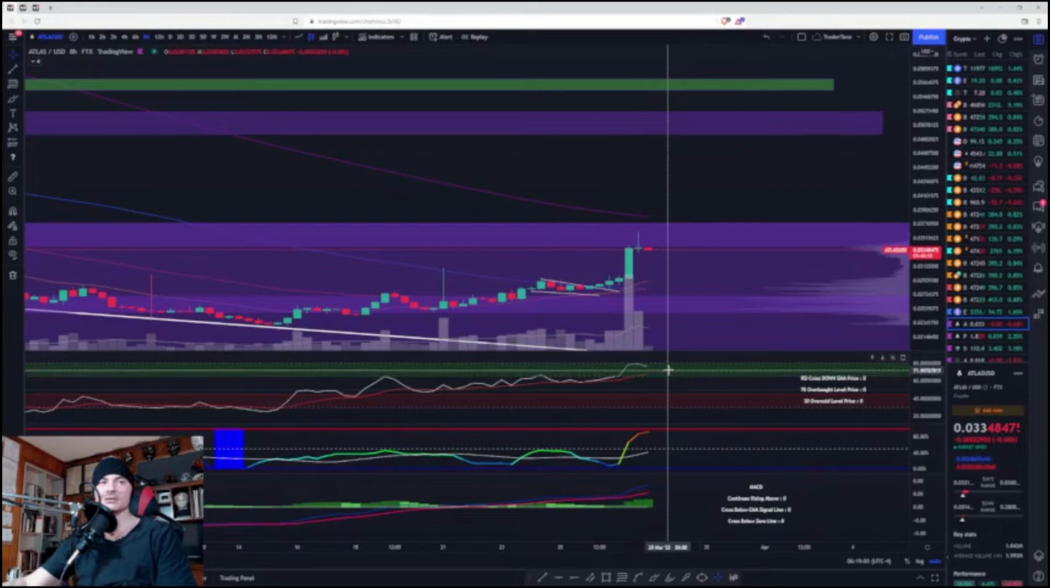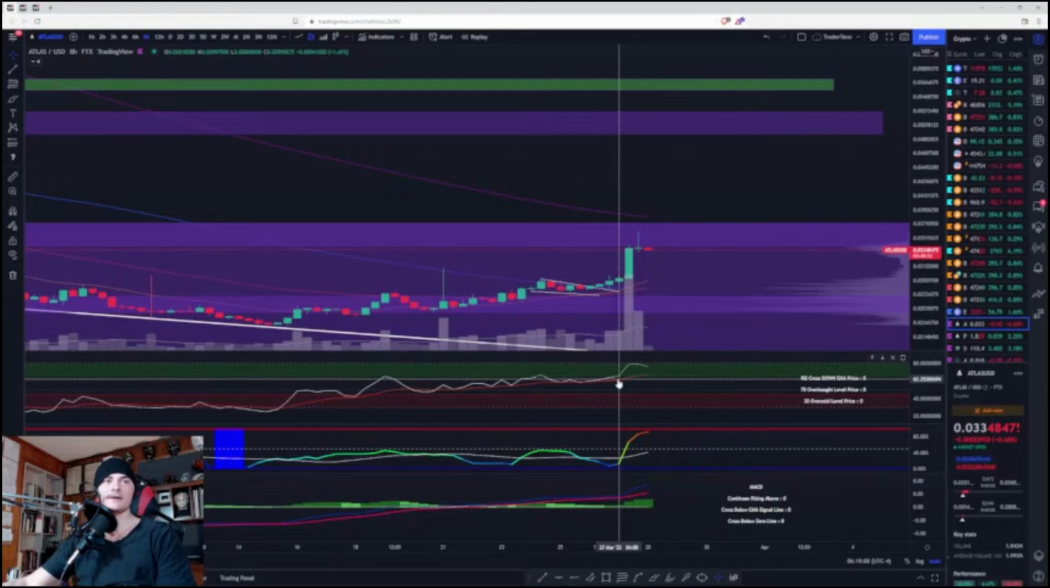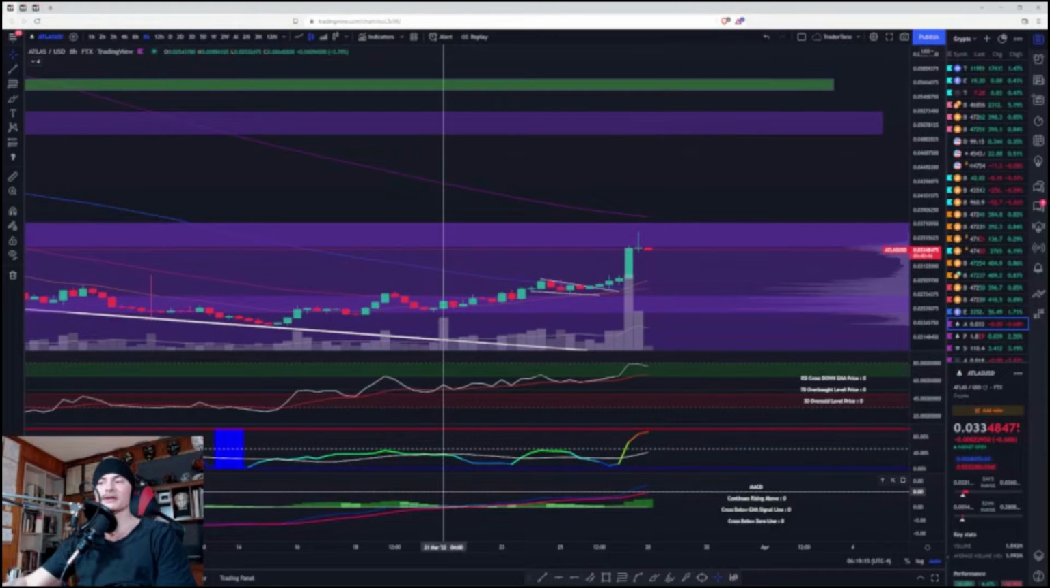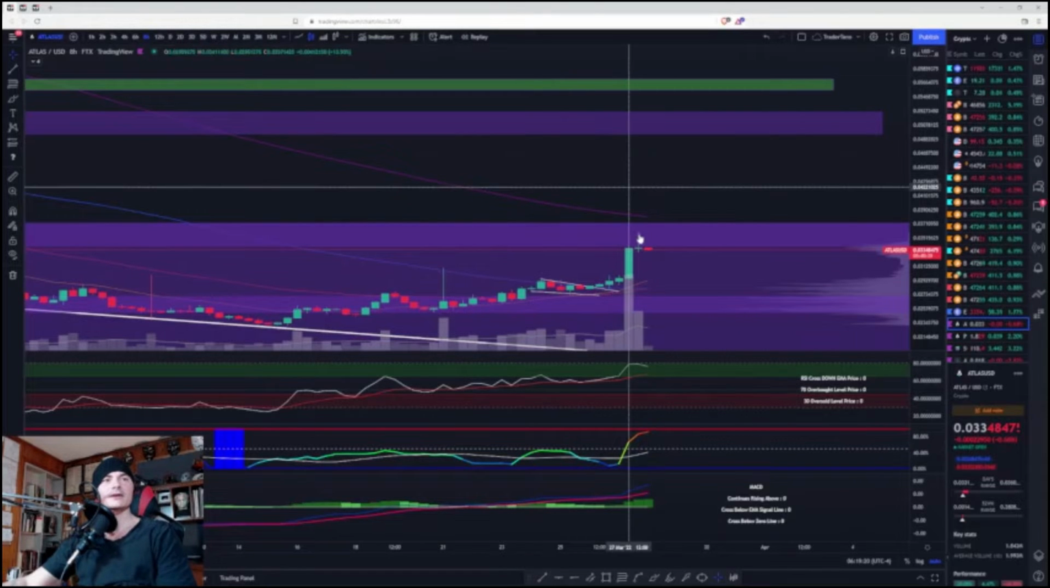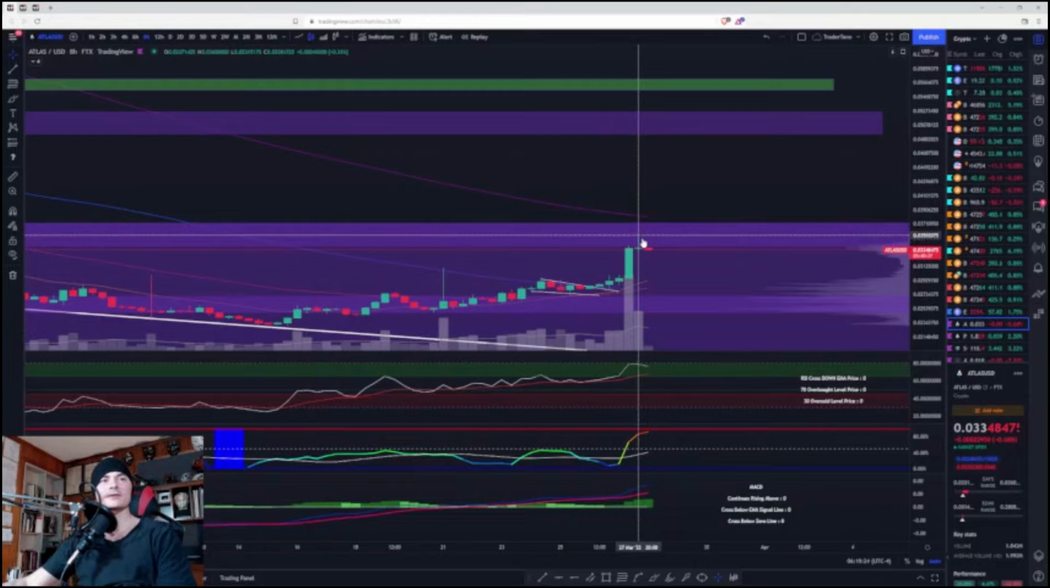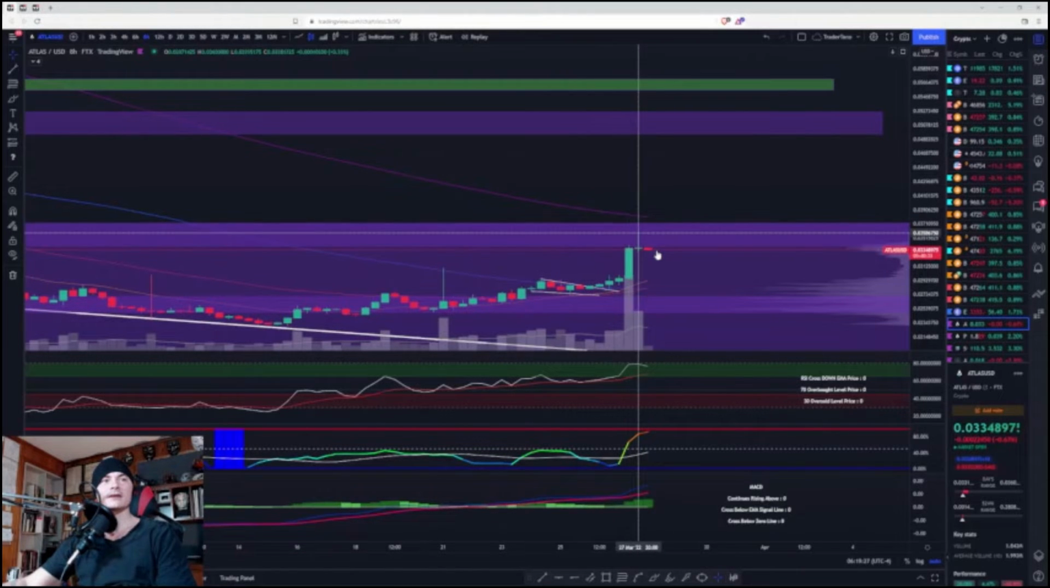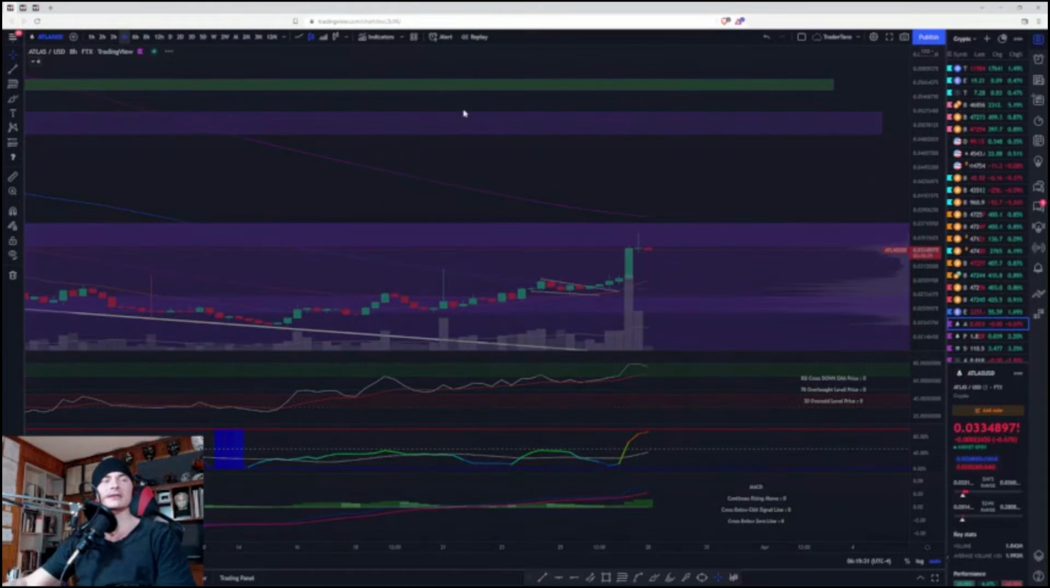RSI is in the bullish control zone, finally, above the moving average. Our volatility is very high. MACD has an upside curvature, looking pretty good. See here, it looks like we could have some sort of reversal. We do have this candle right here. Looks like we could come down. Let's zoom in to see where we could potentially come down to.